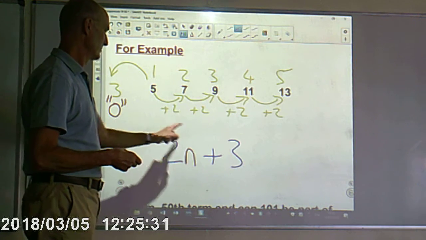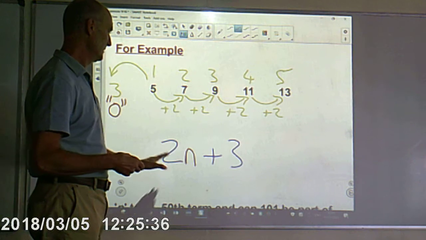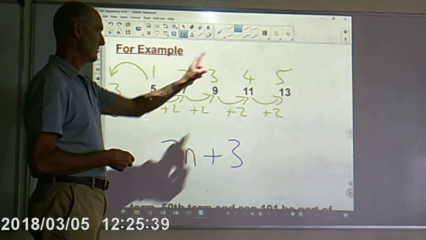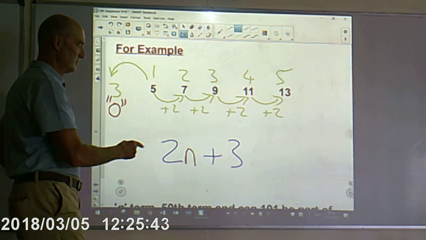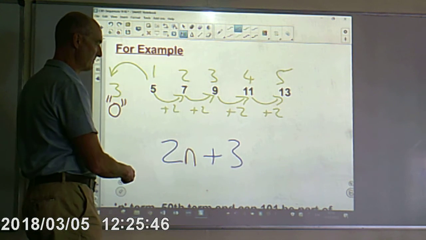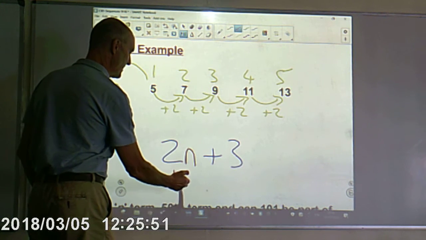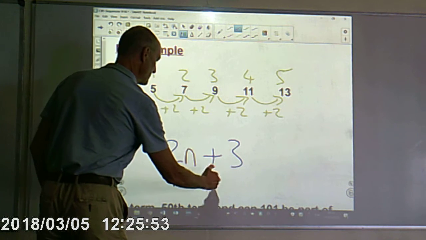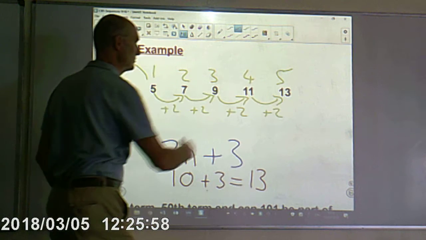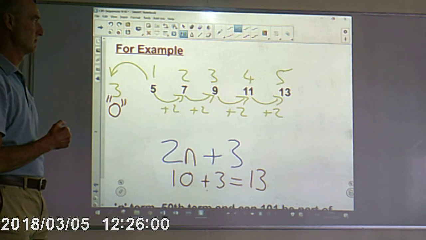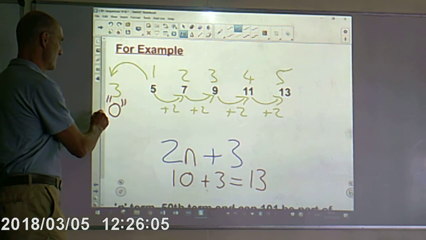So I've made up this nth term, this expression for the nth term, 2n plus 3. I'm going to try and find my fifth term to show you how this works. So instead of an n, I'll put in a value of 5 there. So 2 times 5 gives me 10, and then I add 3, and I get 13, which is my fifth term. Now let's just have a look at that again.